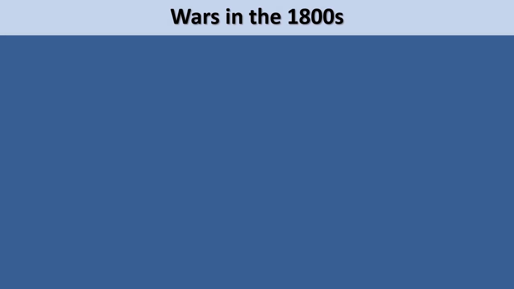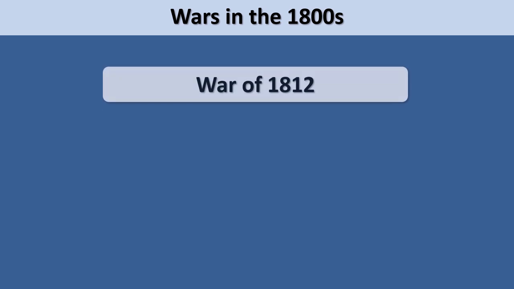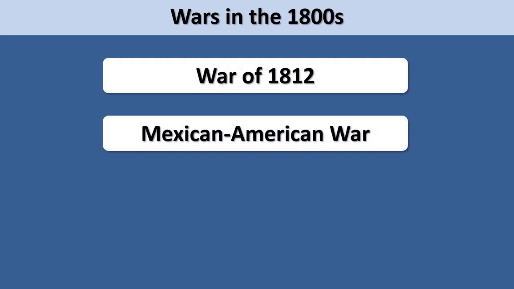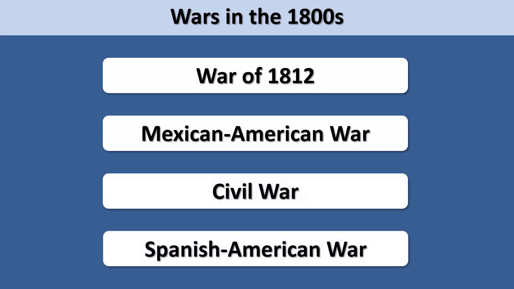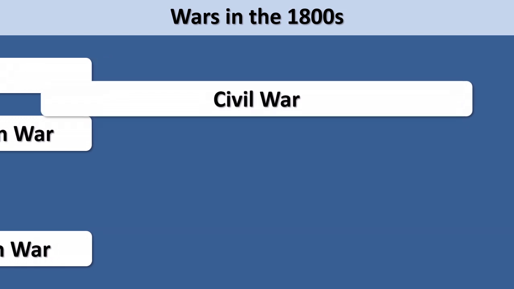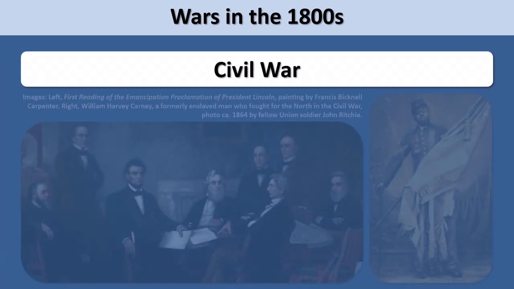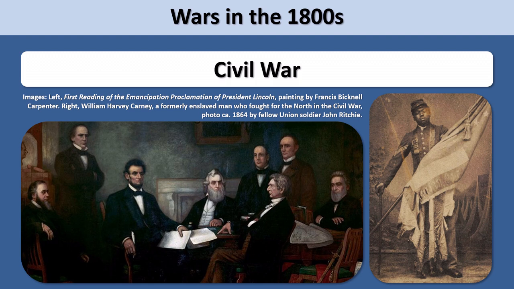The United States fought in multiple wars in the 1800s. The biggest wars in which the American military participated during the 19th century were the War of 1812, the Mexican-American War, the Civil War, and the Spanish-American War. Of these four wars, the one with the highest American death toll was the Civil War, which was fought between states in the north of the U.S. and states in the south of the U.S. due to fierce disagreements over the problem of slavery.